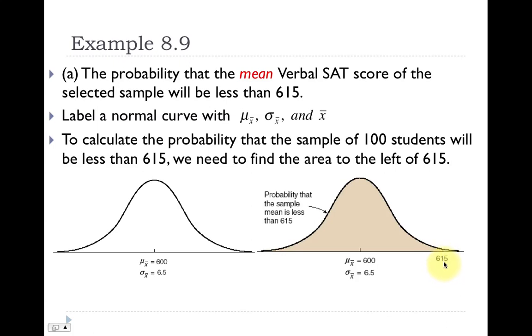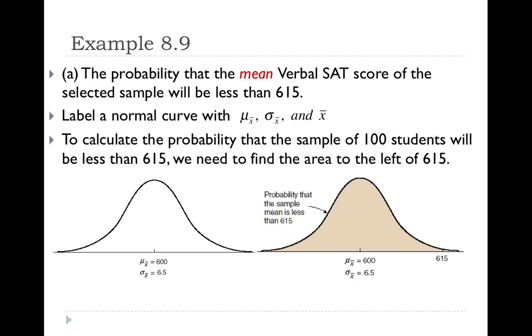This is the location of this value for x bar, and shade in all the values to the left of 615, because it says less than 615, so we're going to shade the proportion of area to the left of 615. When we find this proportion of area, we'll be answering the question of the probability that the sample mean is less than 615. That's what this area represents.